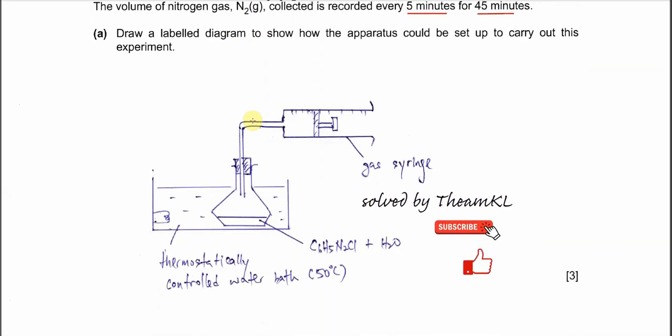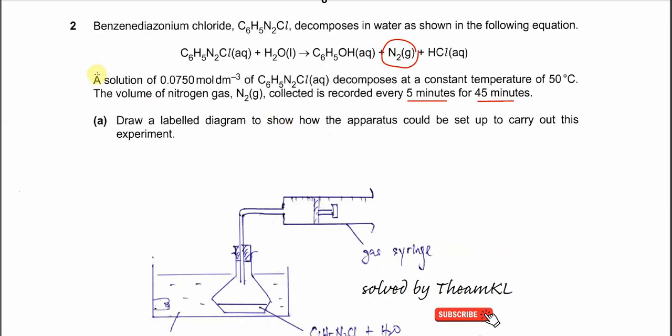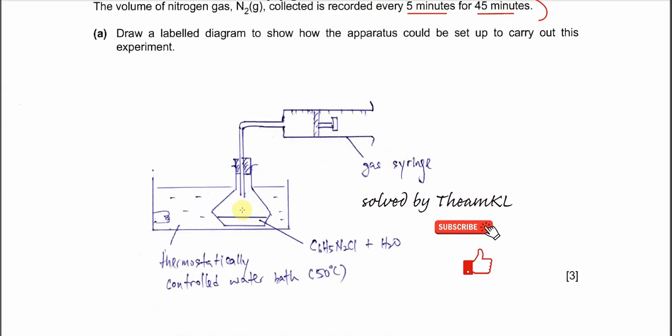Part A. Draw a labelled diagram to show how the apparatus could be set up to carry out this experiment. First, you have to consider the statement given here, because it says constant temperature of 50 degrees C. So we must use a thermostatically controlled water bath. We use the thermostat to control the temperature of the water, making sure it's always 50 degrees C. This is the first thing, because we want constant temperature, and this is the one that we can control. I mean the temperature.